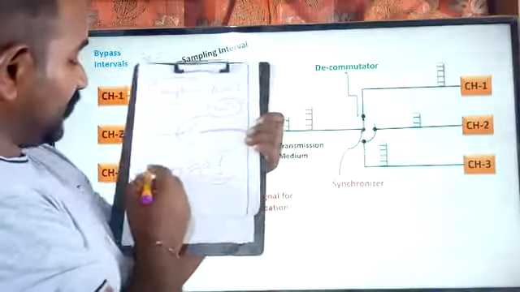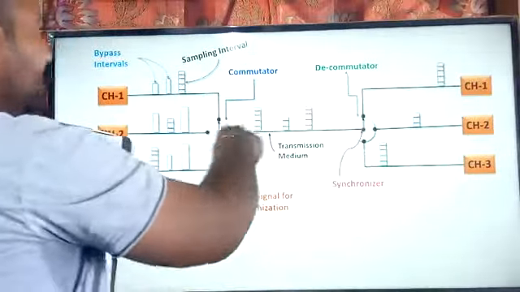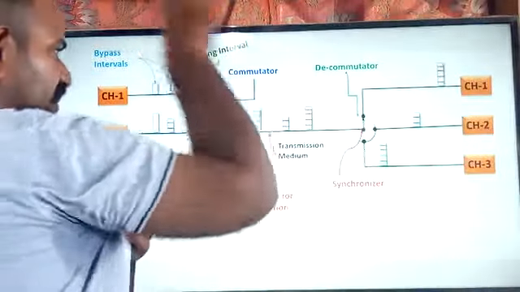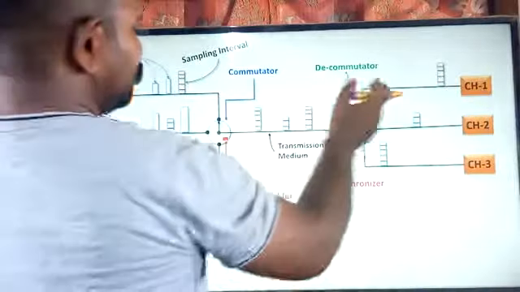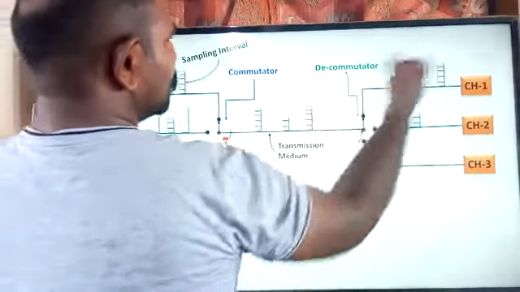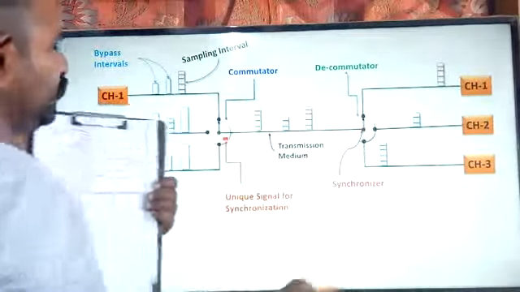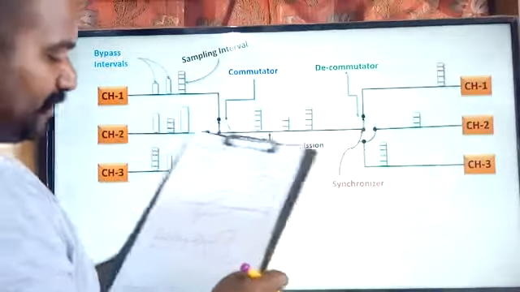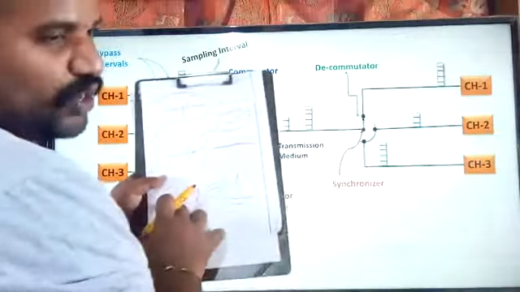But what is the sampling rate here? Sampling is going to be done by the commutator in any time division multiplexing. Allocating these samples to the corresponding channels is going to be done by the decommutator. We will only bother about the sampling rate right now, and how it is going to be decided. This sampling rate is for the normal communication case, and it is called the Nyquist rate.